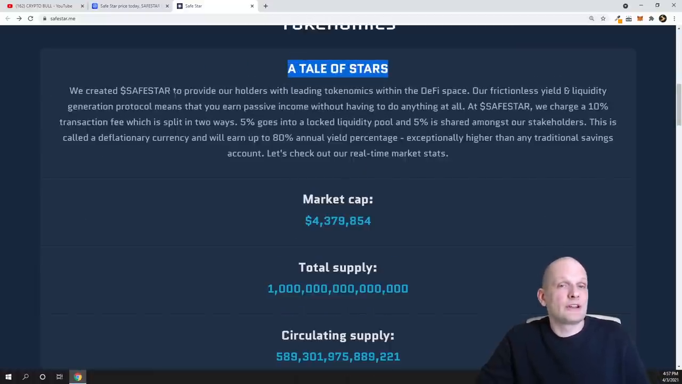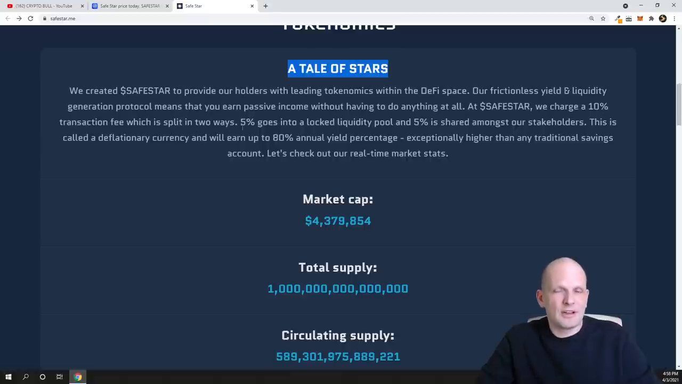So we create a Safestar to provide the holders with leading tokenomics within the DeFi space. Our frictionless yield and liquidity generation protocol means that you earn passive income without having to do anything at all.